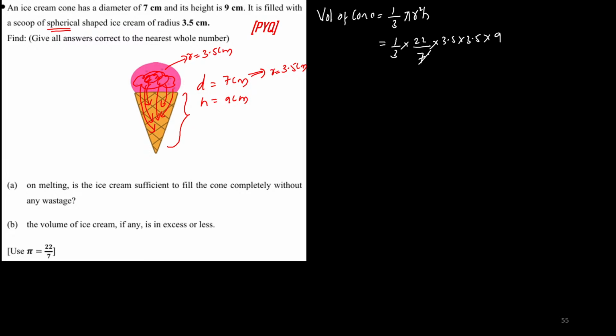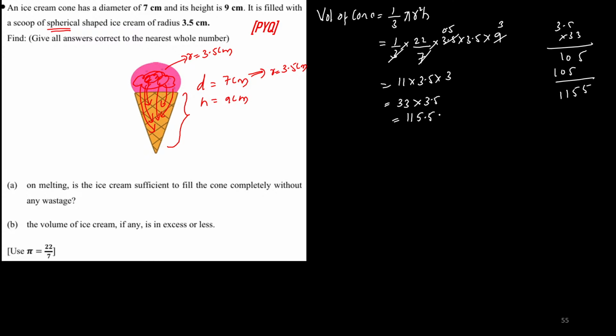Now when I simplify this, 0.5 into 22 is 11. 11 into 3.5 into 3, that is equal to 33 into 3.5. So 3.5 into 33: 5 threes are 15, and 10 over here, 105. So 5, 5, 1, 1. One decimal is there, so 115.5 centimeter cube. I get this as the volume of the cone.